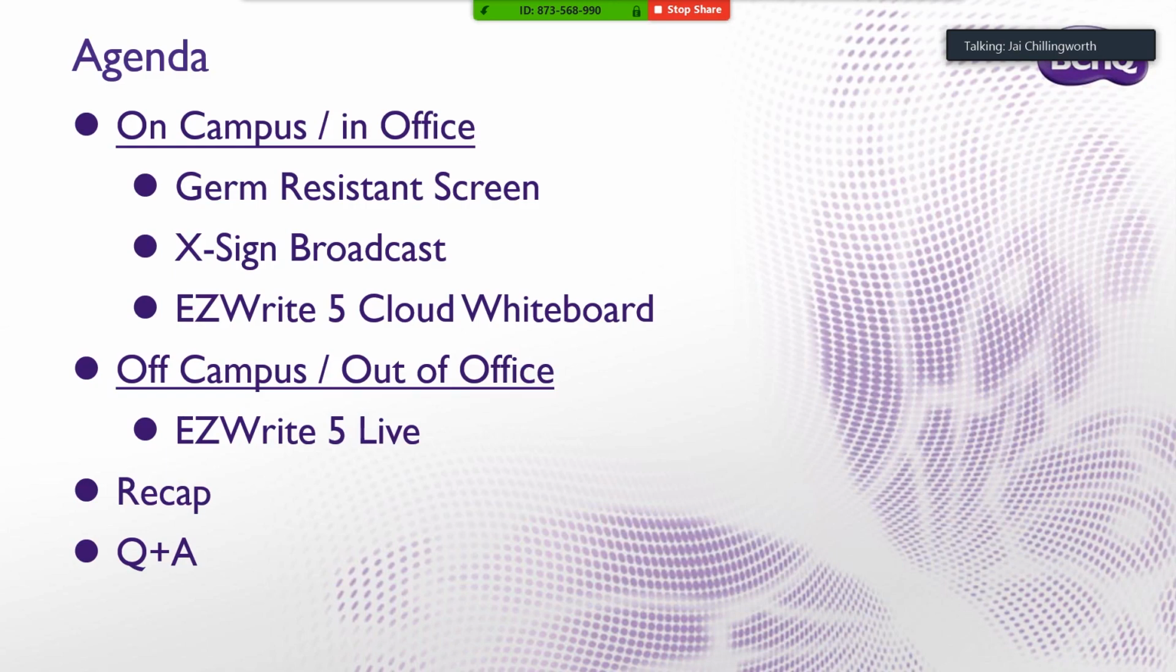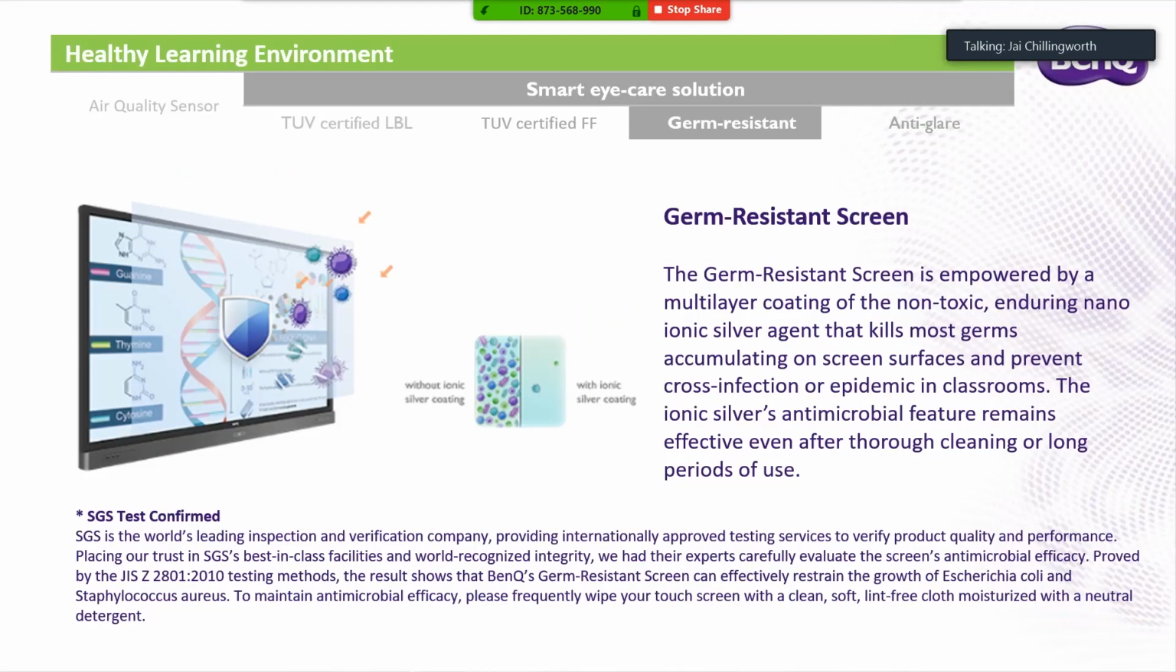But let's jump into on-campus and in-office with germ-resistant screen. So a lot of you are familiar with this technology. It is unique technology to BenQ. It's been in the market now for a couple of years, and there's no better time than now to really reinforce this feature of the BenQ RP series panels. For those who are familiar with this, obviously we're talking about this ionic silver coating that we coat our screens with on the RP series. And what this does essentially is break down the cell division of those germs and bacteria on the screen.